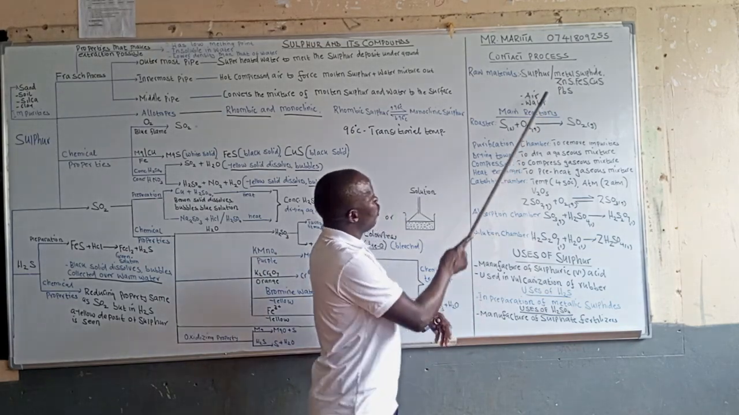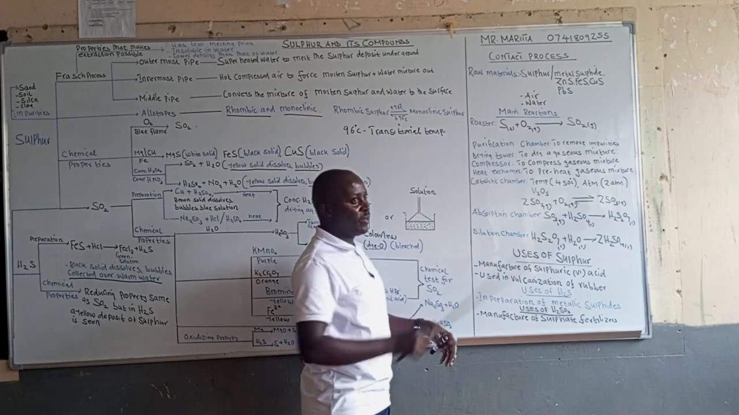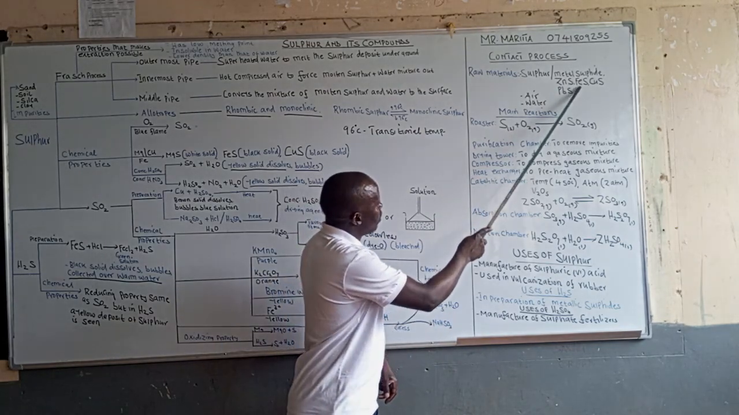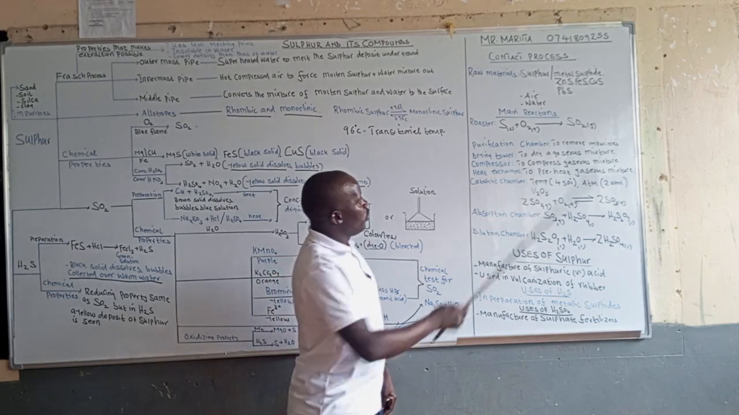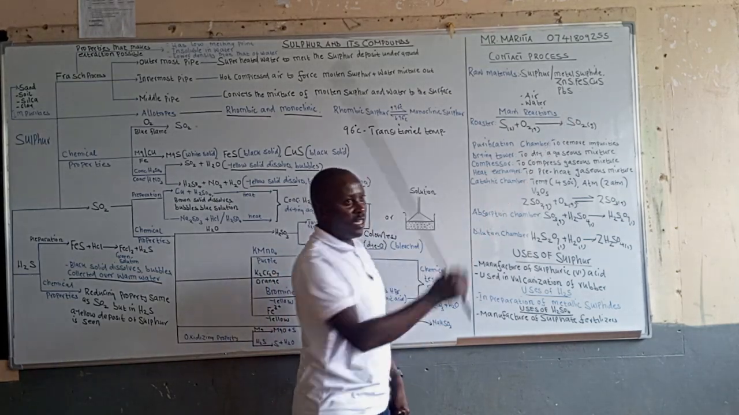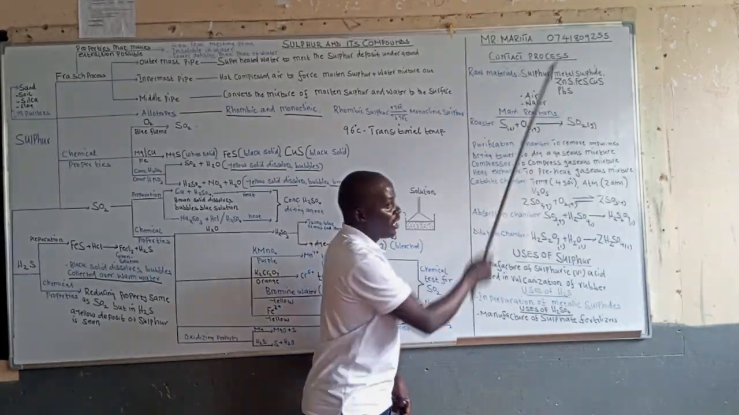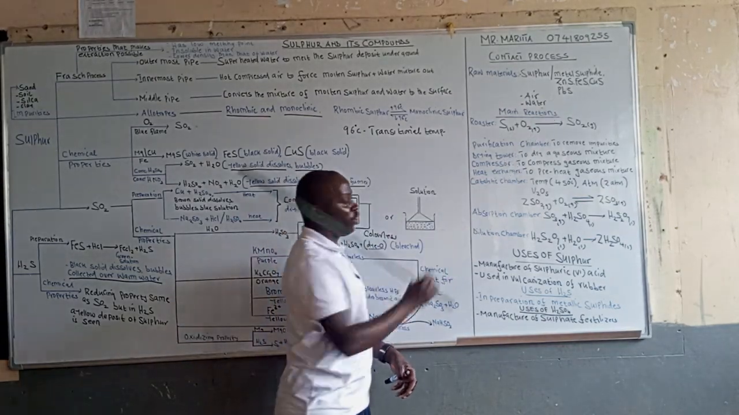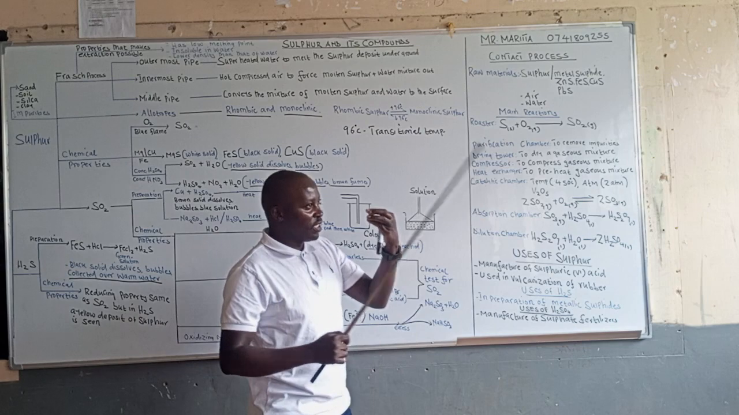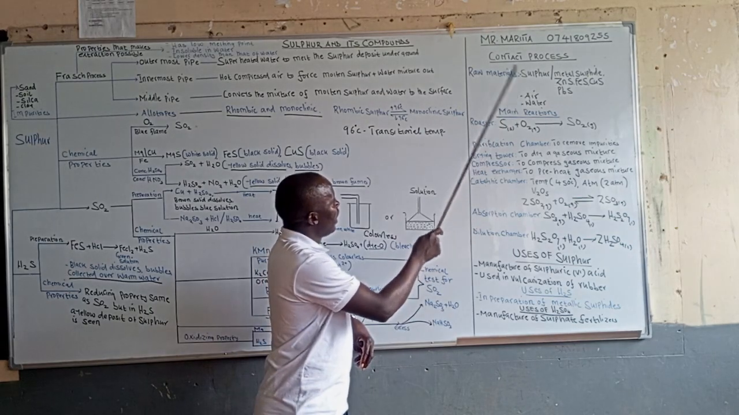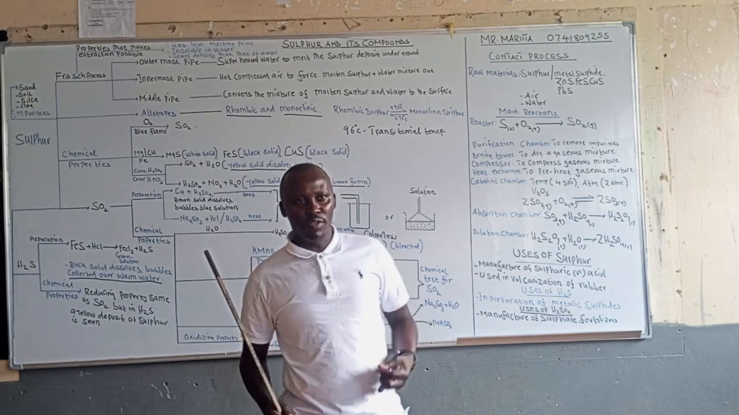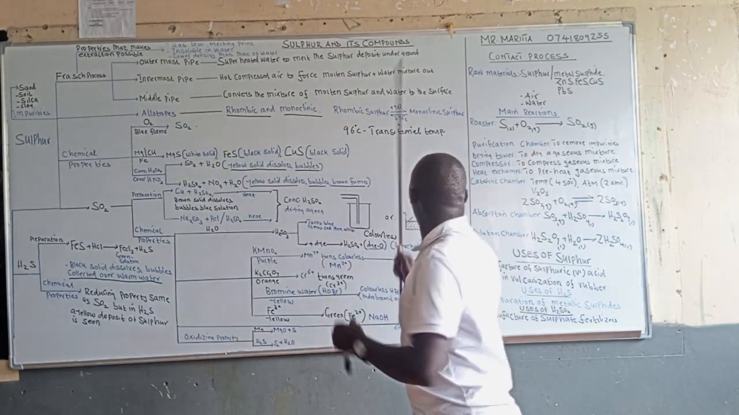For instance, you can have it from the zinc blende, a compound of sulfur. You have it from iron 2 sulfide, a compound of sulfur. You can also have it from copper pyrites. Copper pyrites contain sulfur, or you can have it from galena, a compound also containing sulfur. So we have sulfur, then we have air and water. Those are the three main raw materials required for the preparation of sulfuric acid.